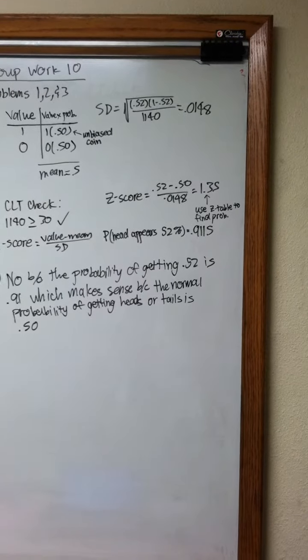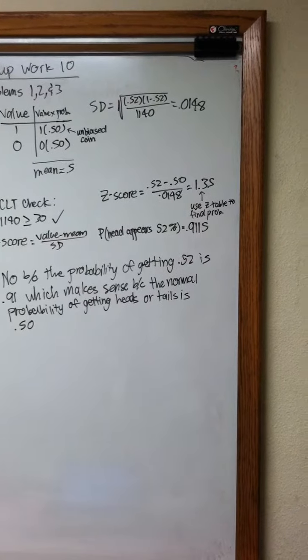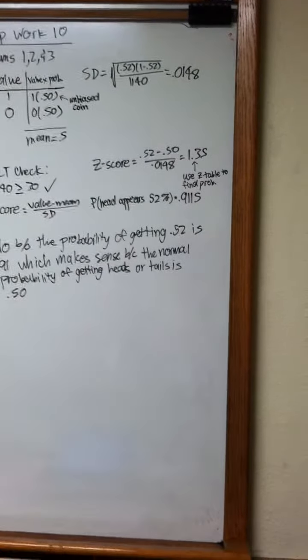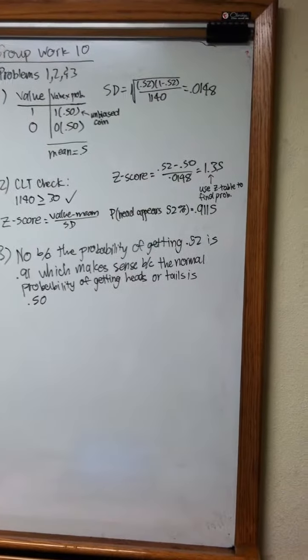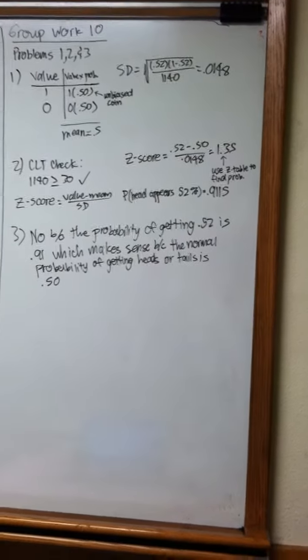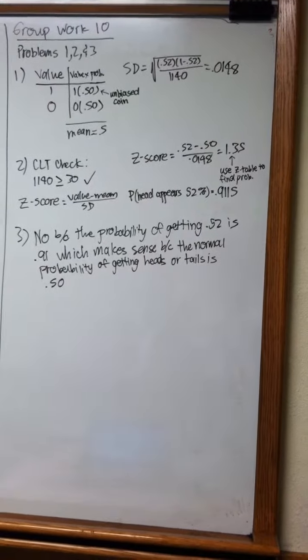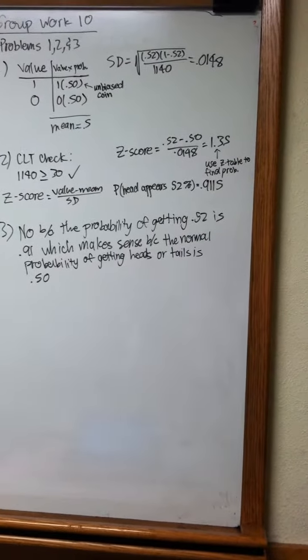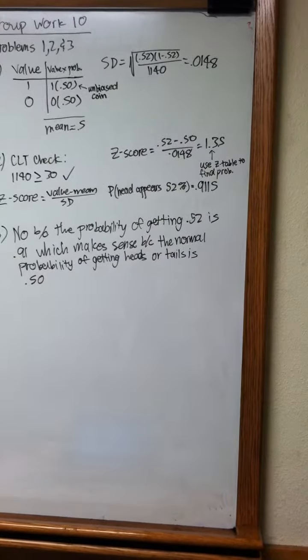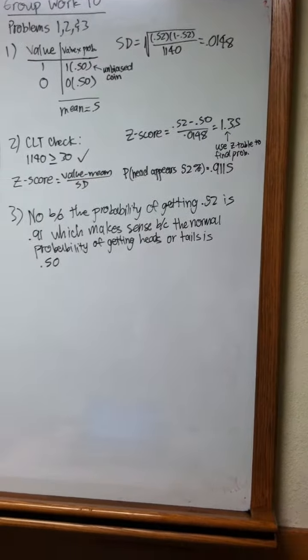And we need to use the z-table to find the probability of the z-score 1.35. So the probability that heads appear 52% of the time is actually 0.9115.